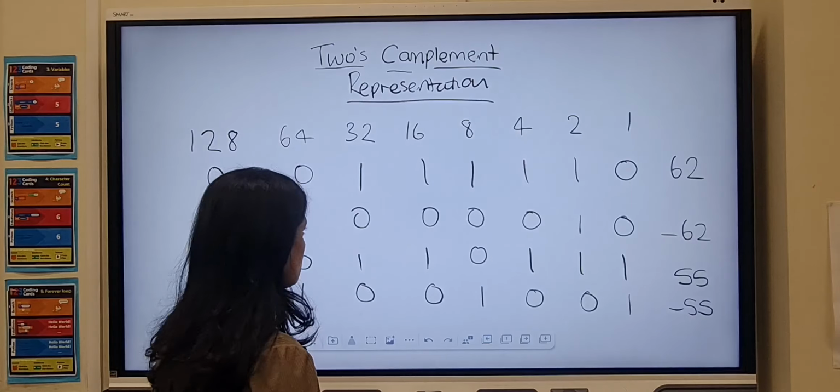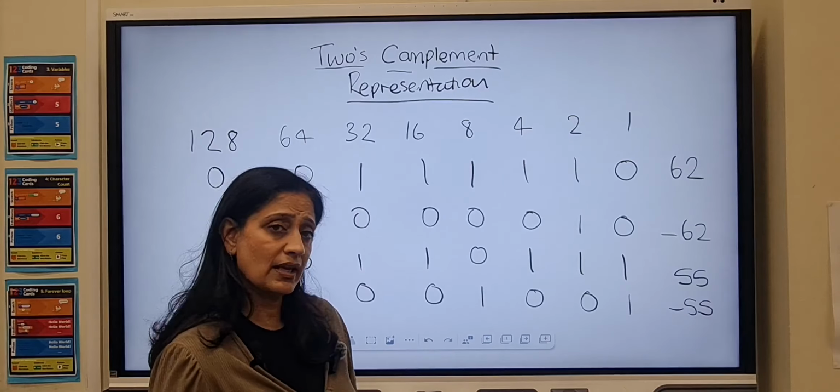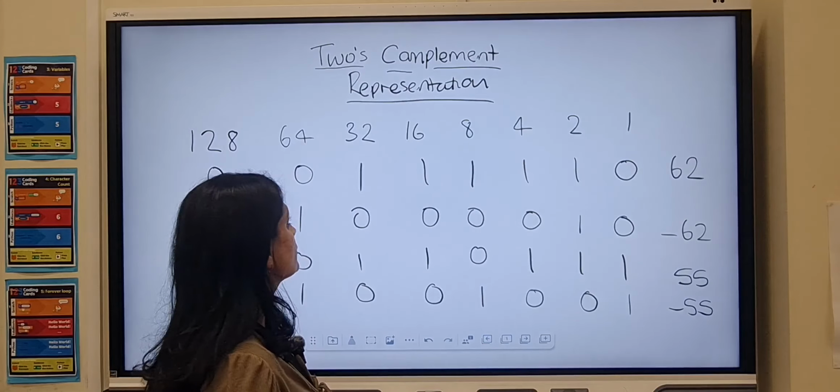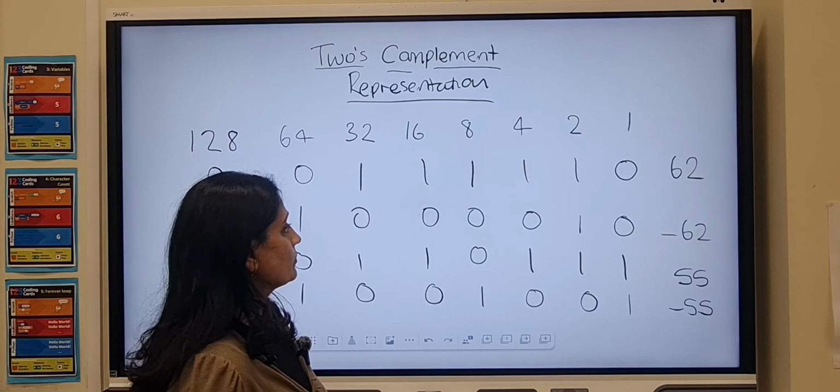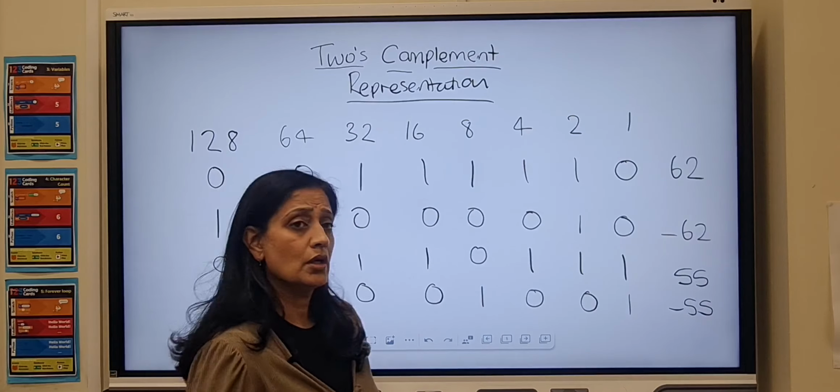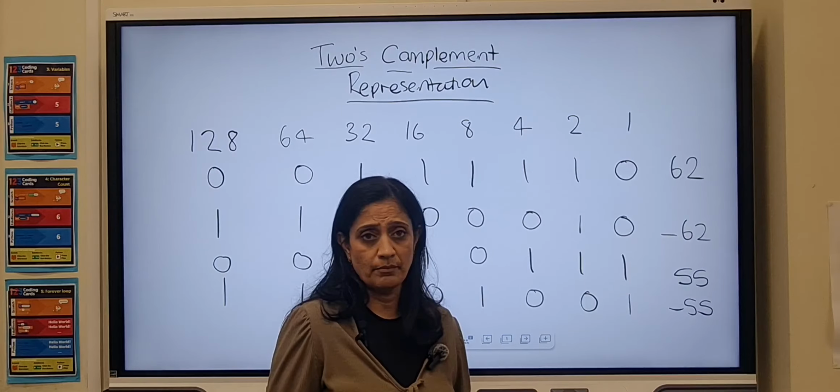Right, I think that has explained everything that you need to know for 2's complement binary representation for negative numbers.